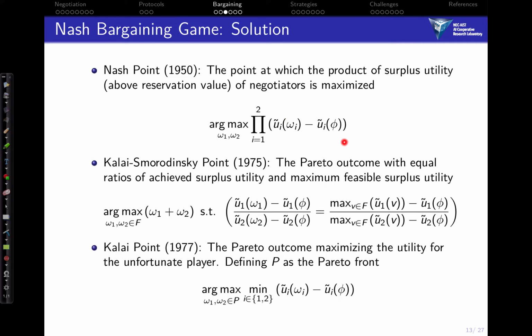There are other solutions under different assumptions. For example, the Kalai-Smorodinsky point. Sometimes it's just called the Kalai point, and this is how it is defined. There's no need to go into the details of these points, but you can read about them more in the tutorial in the NegMAS documentation.